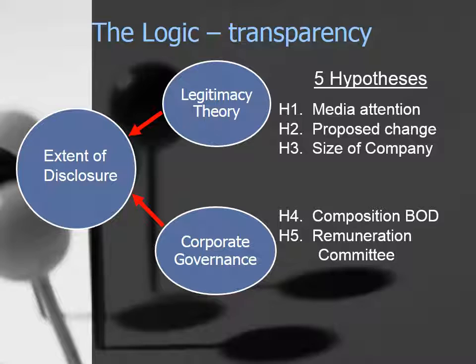The third hypothesis is that the bigger the company, the more disclosure, just because of public interest. The next 2 hypotheses relate to corporate governance, how the companies are run, and this is done by a board of directors. The authors suggest that if the composition of the board of directors is mainly made up of management or executives, there won't be very much disclosure. And if that company has a remuneration committee, it should be more transparent and have increased disclosure.